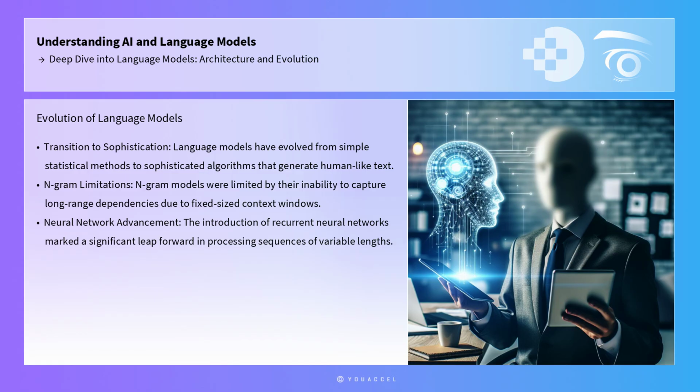The introduction of neural networks, particularly the recurrent neural networks, marked a significant leap forward. RNNs, with their ability to process sequences of variable lengths, addressed some limitations of n-gram models. However, they suffered from vanishing gradient problems, which limited their ability to learn long-term dependencies.